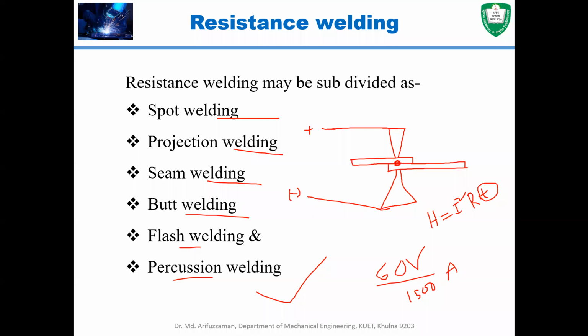Because of that heat, the material in this location will reach the plastic state, and at the same time the two electrodes provide certain pressure on the two specimens. Due to the pressure and the high temperature, the material reaches the plastic state, and once the pressure is removed, the material gets joined. That is how resistance welding actually works. Do you have any questions?